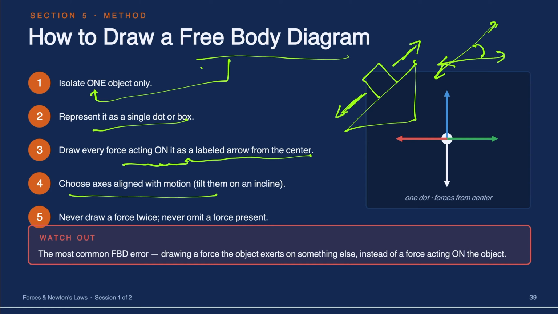And never draw a force twice, and never omit a force present, unless we say it's negligible. Like if you say air resistance is negligible, don't draw that. But if the force is present, you need to draw it. And if it's considerable, you need to draw it. So also, never draw a force twice. Why would you draw a force twice? Doesn't really make sense.